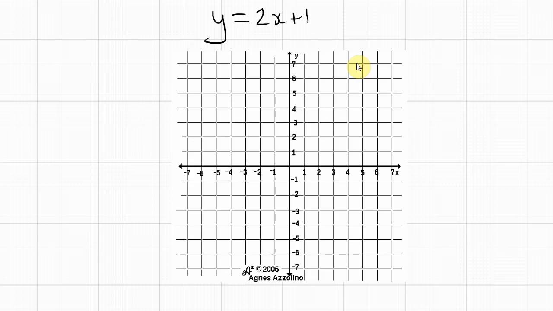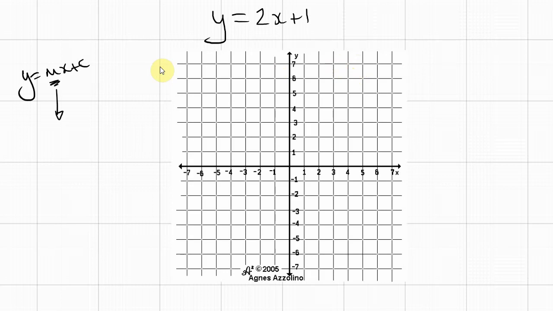Hola, we're going to look at drawing graphs without using a table of values. So drawing it from the gradient and from the y-intercept. So y equals mx plus c is the standard equation of a straight line.